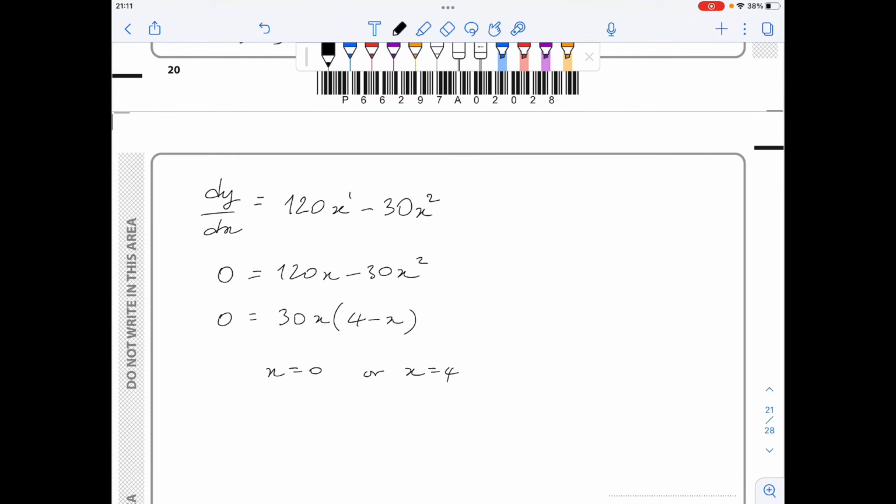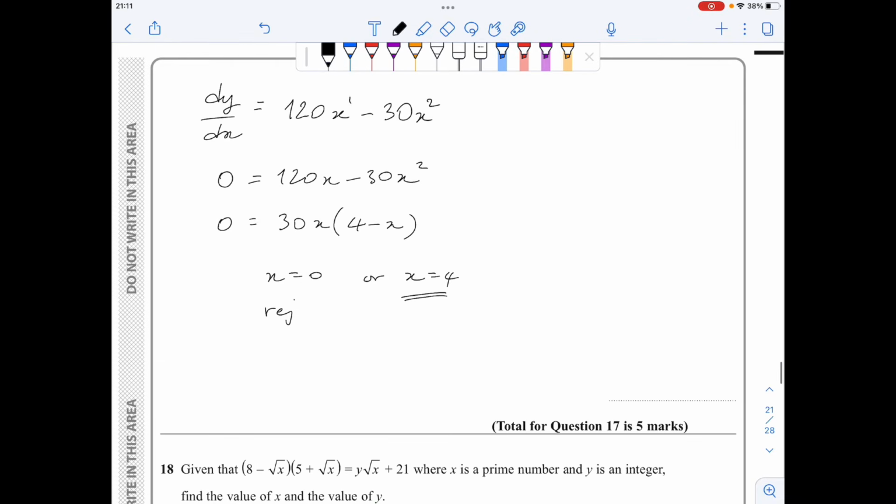Now x is the radius, it cannot be 0, so I will reject this value, and I'm going to continue with x equals 4. That's the value that maximizes y, hence the maximum value of y is given by y equals 60, replace x with 4, of course squared, minus 10, 4 to the power of 3, and this will give me 320, which is my final answer.